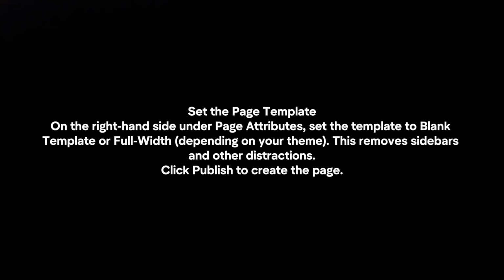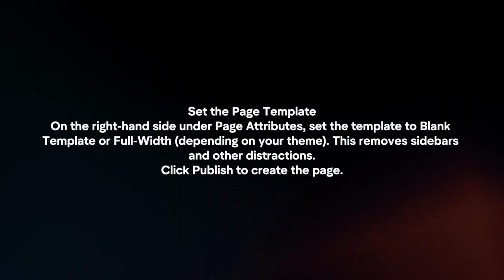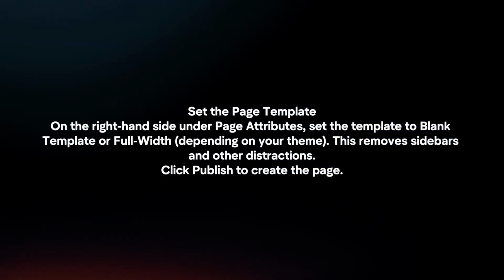Set the page template. On the right-hand side under Page Attributes, set the template to blank template or full width. This removes sidebars and other distractions. Click Publish to create the page.